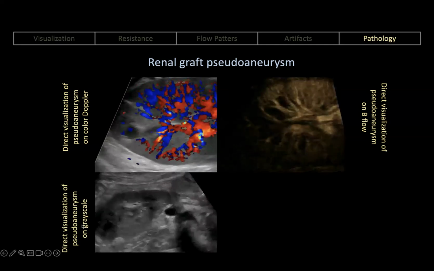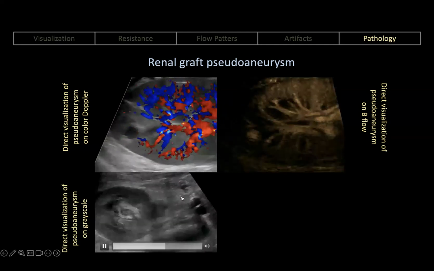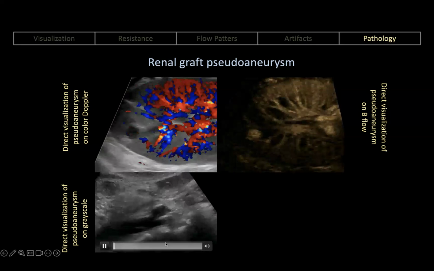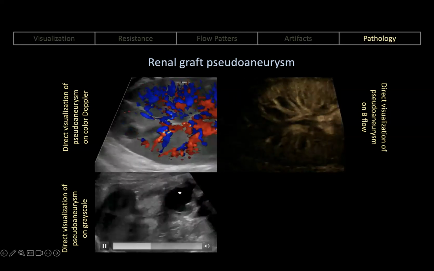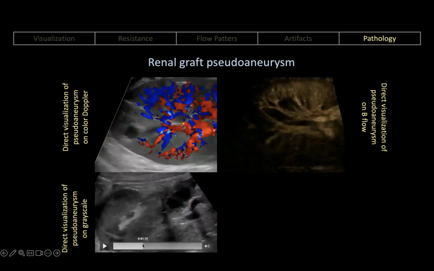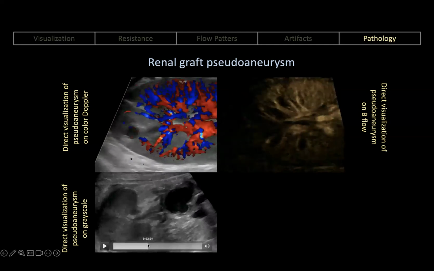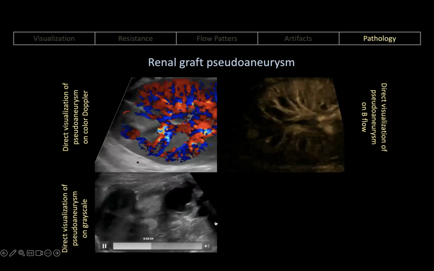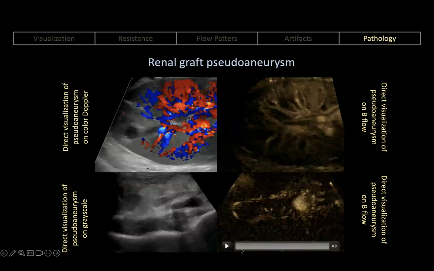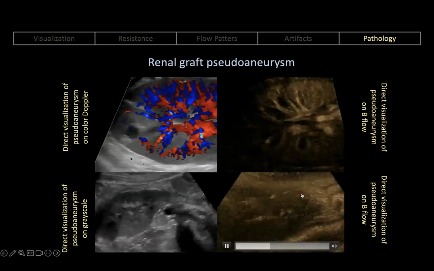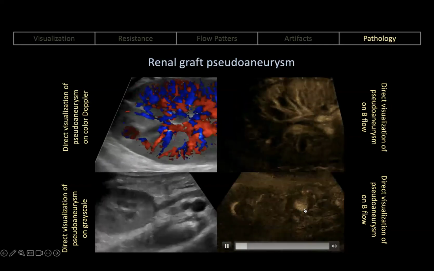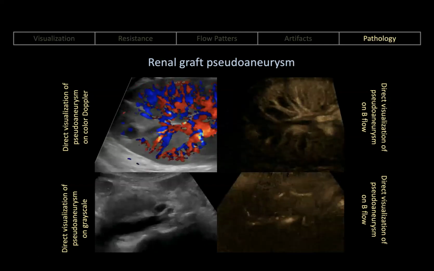Here's direct visualization of an extrarenal pseudoaneurysm. You can see outside of the kidney graft here, there's this collection that's medial to the graft itself. And then that one, when we looked at on B flow, we can again see that swirling that goes on within there that's characteristic of a pseudoaneurysm.